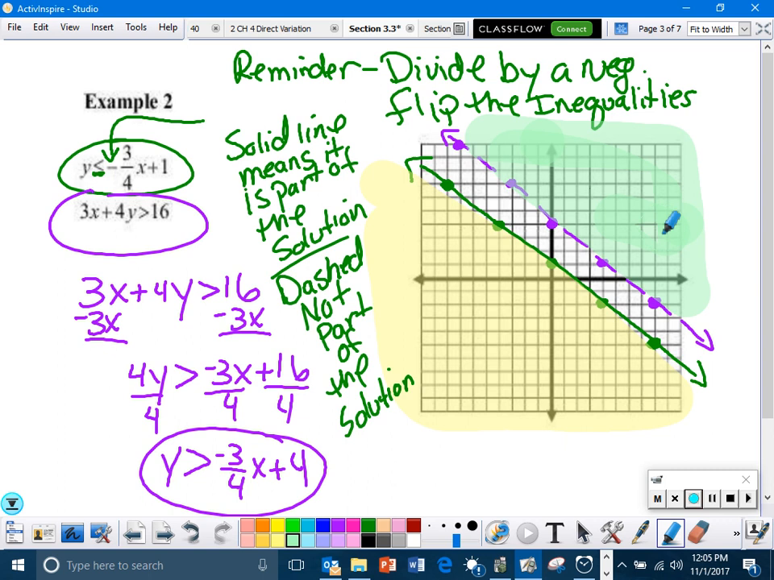So there is no overlapping region for these two graphs. So that means they don't share anything. So there is no solution to this linear system of inequalities. Okay, there's no overlap. All right, let's look at another one.